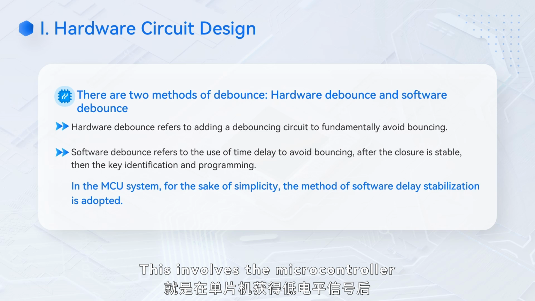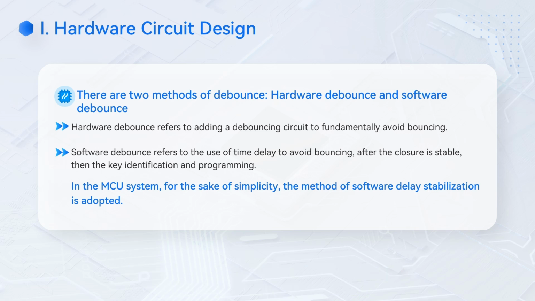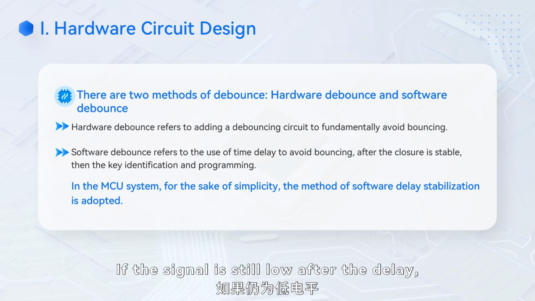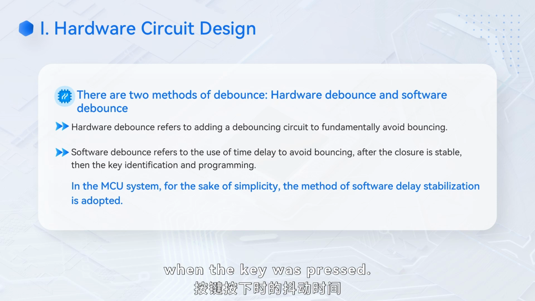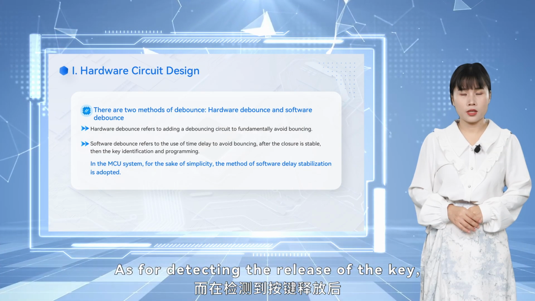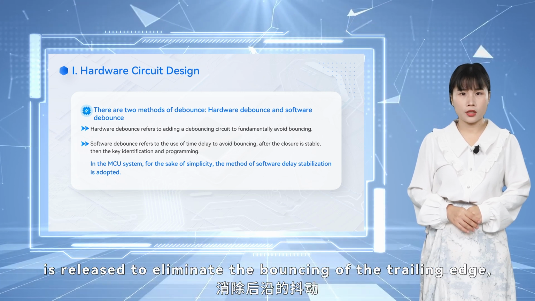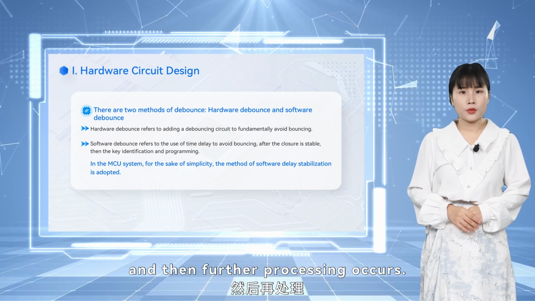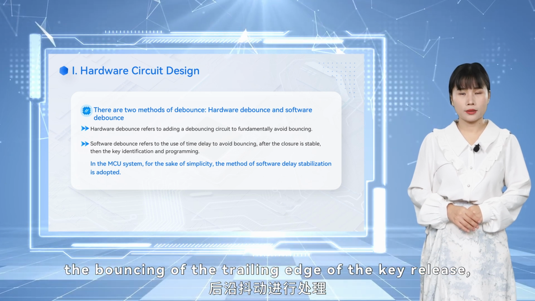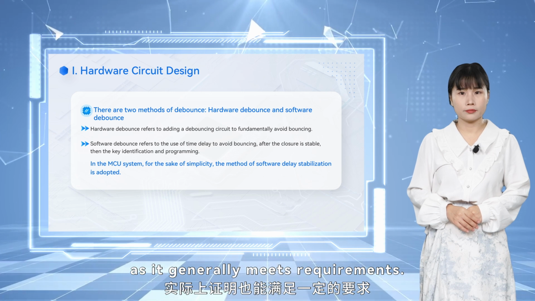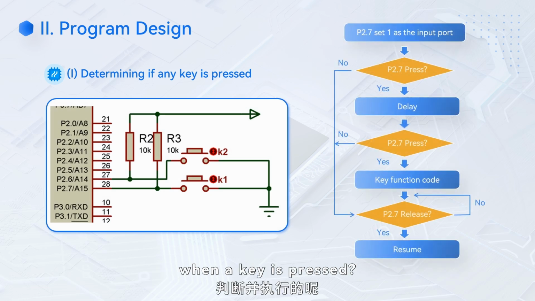This involves the microcontroller delaying the detection of a low-level signal by 10 milliseconds after receiving it. If the signal is still low after the delay, it confirms that the key has indeed been pressed, effectively bypassing the bouncing time when the key was pressed. As for detecting the release of the key, a 10 millisecond delay is applied after the key is released to eliminate the bouncing of the trailing edge, and then further processing occurs. In general, it's not necessary to process the bouncing of the trailing edge of the key release, as it generally meets requirements. How does the microcontroller determine and execute actions when a key is pressed?